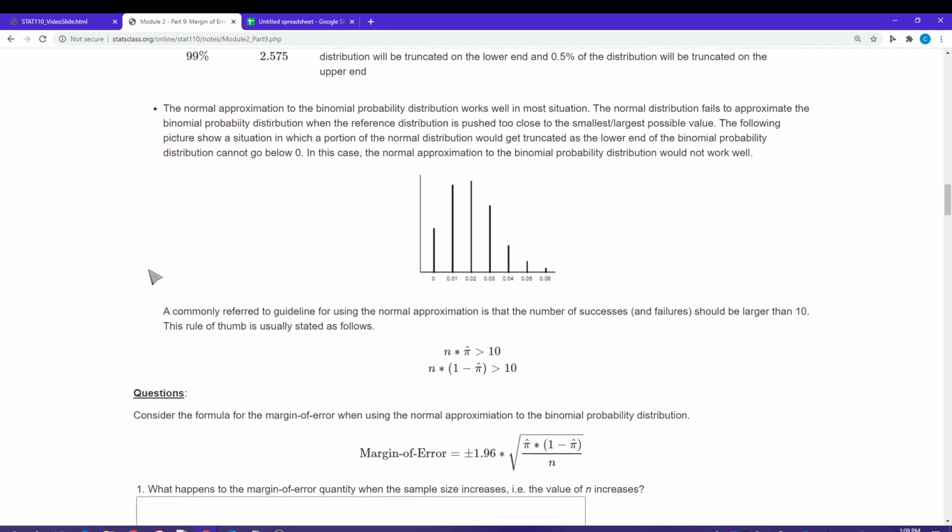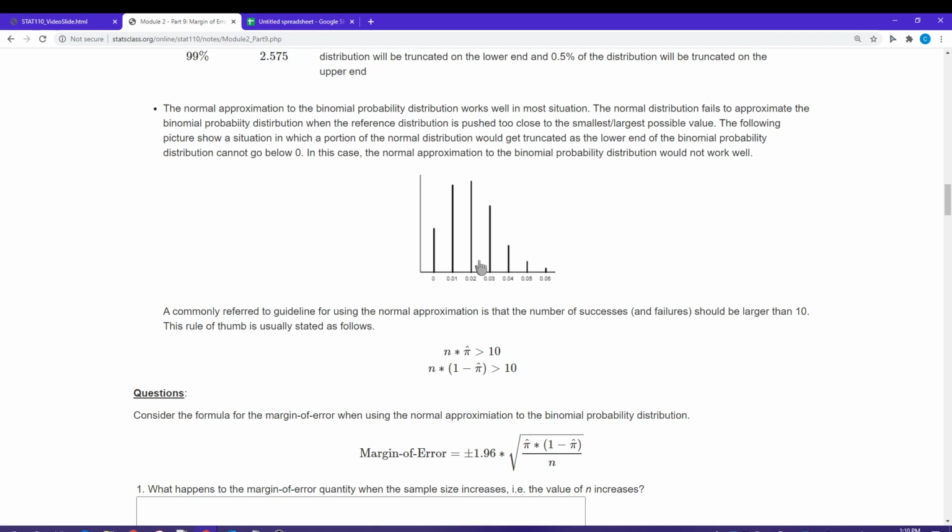So one thing that can happen when building confidence intervals is that the binomial probability distribution can get squished to one end or the other. So here we can see that the binomial probability distribution is very close to 0% here. And what that means is that the normal or bell curve is not a very good approximation to this binomial distribution now.